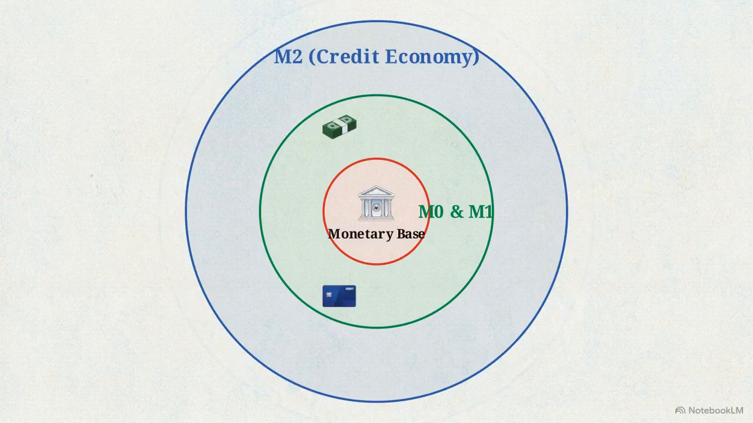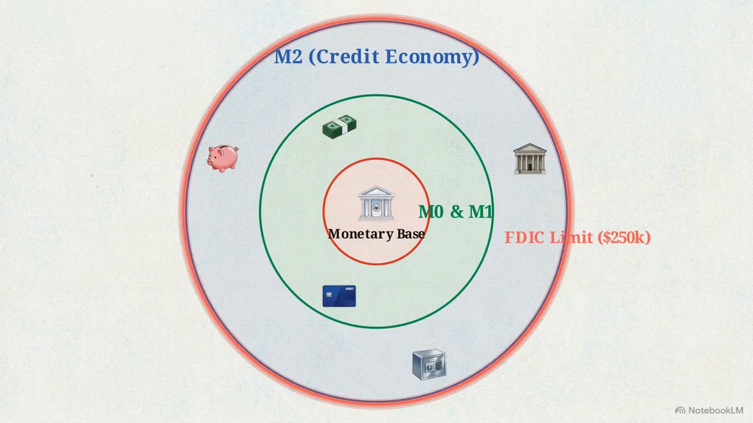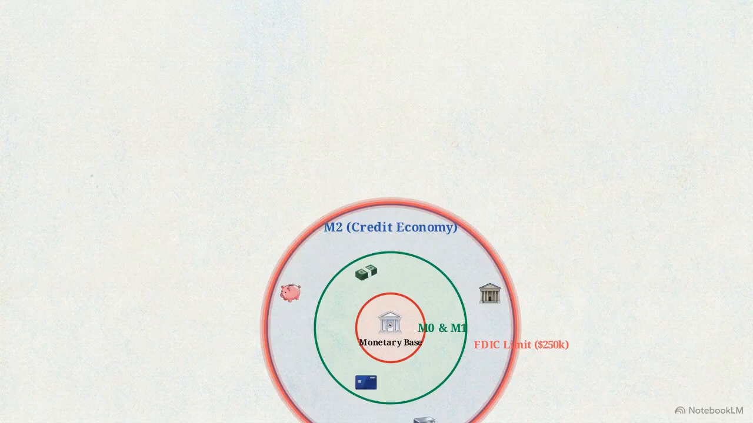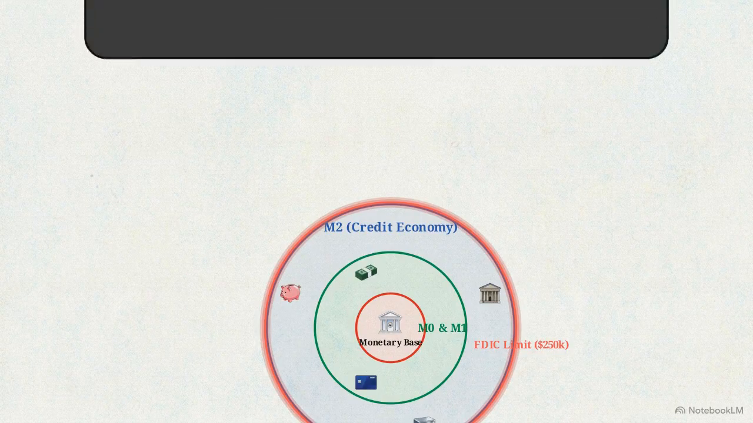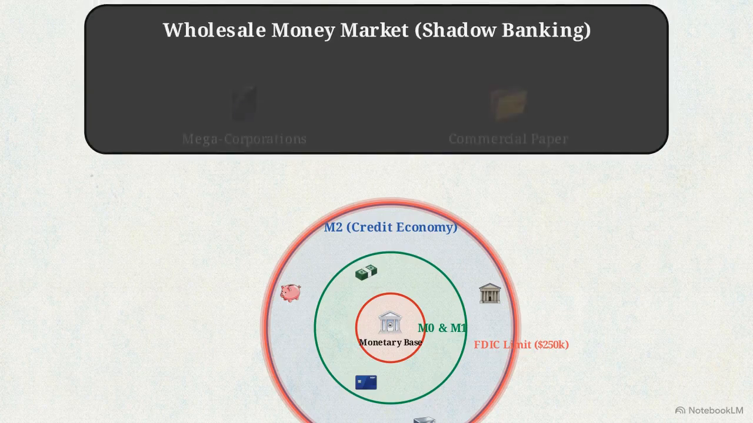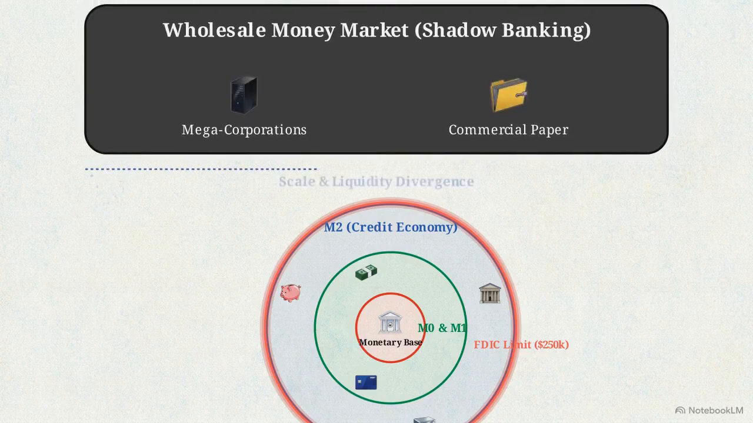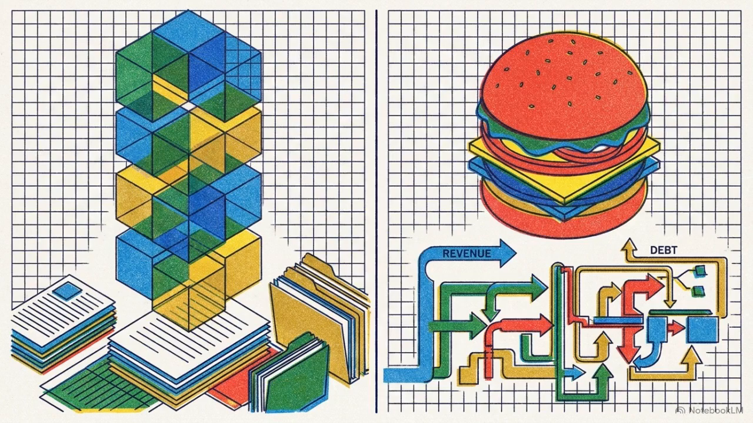But banks don't just hold those deposits, they lend them out, creating a much larger credit economy known as M2. This encompasses savings accounts, retail money market funds, and small certificates of deposit. Megacorporations, however, hold too much wealth to rely on FDIC-insured bank accounts. They operate above M2 in the wholesale money market, a shadow banking layer where they use sophisticated instruments like commercial paper to park their billions. This shadow liquidity spectrum reveals the true mechanics behind how Google and McDonald's manage their wealth.